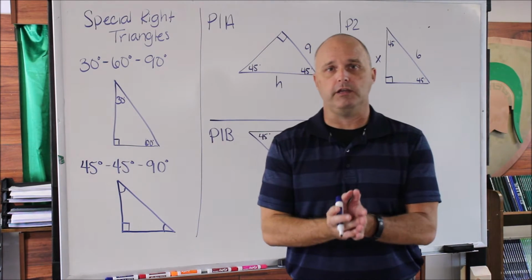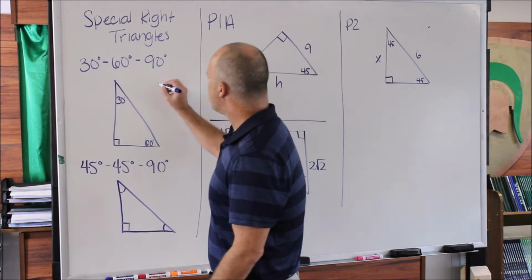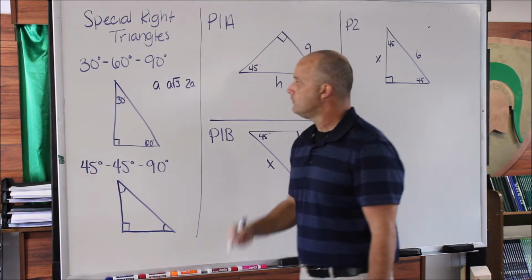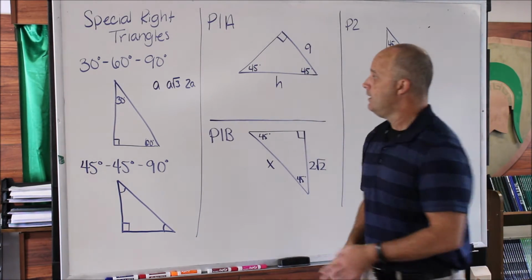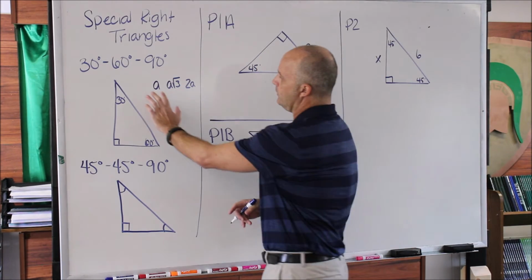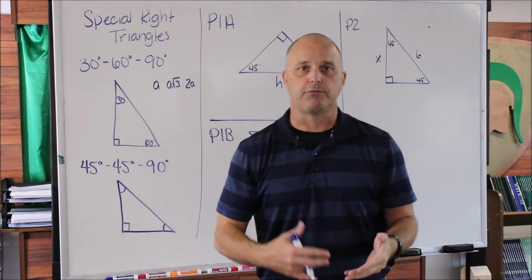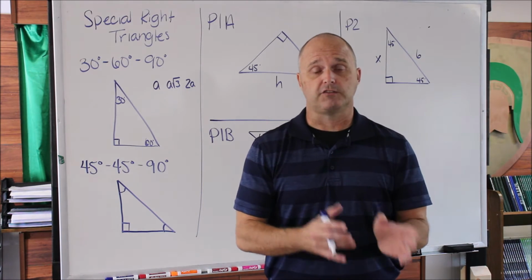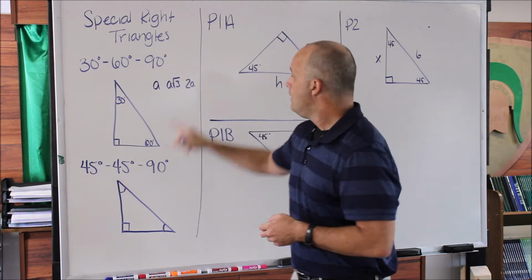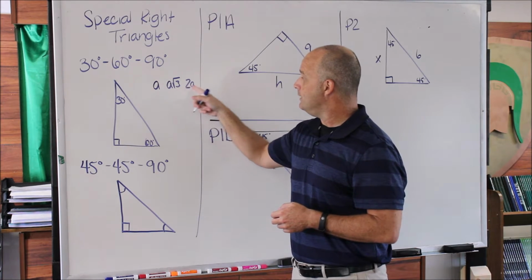The way that we're going to look at these is that each of the sides is going to have a special relationship. The sides are going to be a, a square root of 3, and 2a. So here's the way I want you to think about this. If you have a square root of 3, that's a times the square root of 3. What you're doing is taking the length of one of the sides and multiplying it by square root of 3. The square root of 3 is greater than 1, so this side is going to be bigger than this one. Since the square root of 3 is less than 2, it's also going to be less than this one.